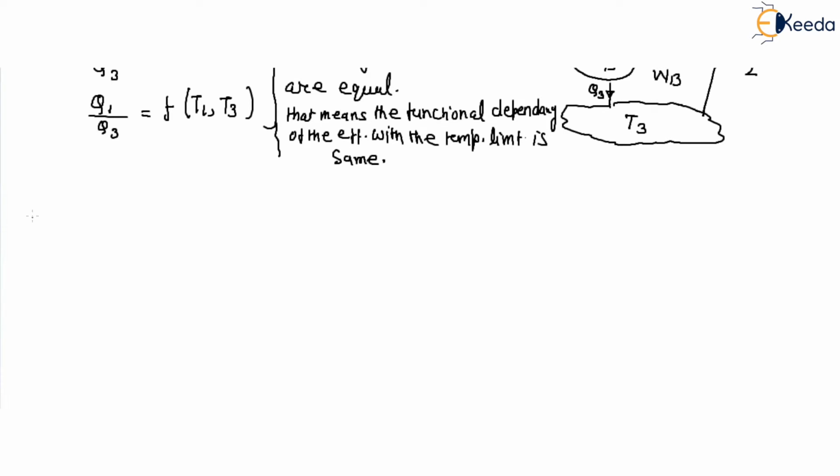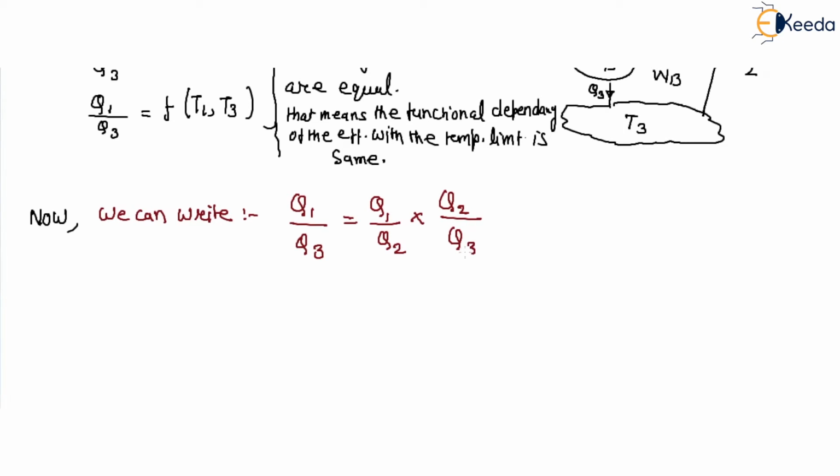Now we can write like that. What is that? We can write Q1 by Q3 is equal to Q1 by Q2 into Q2 by Q3. There is no problem. So what is Q1 by Q3?